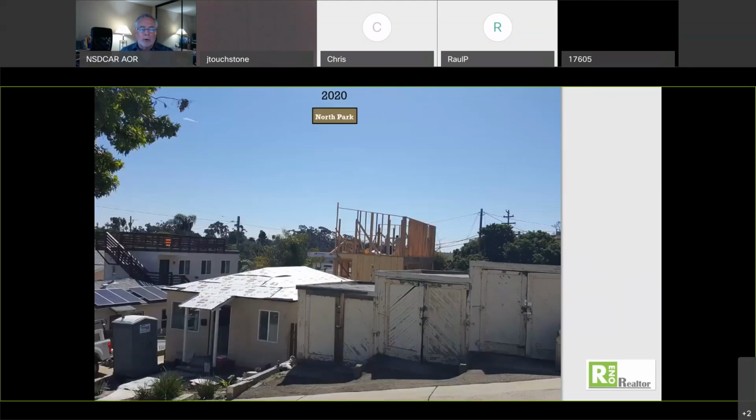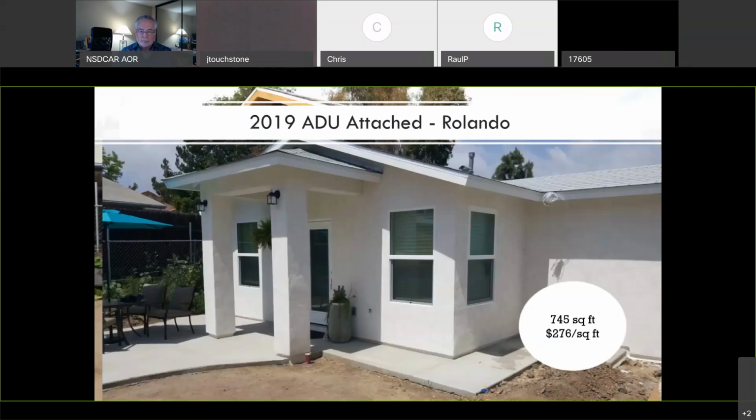Here's another one that we're actively working on right now as we speak. This is building 3 units in the backyard. And so this is just underway. So we're actively involved creating income properties with these renovation loans. Here's a project, the first ADU that we did.